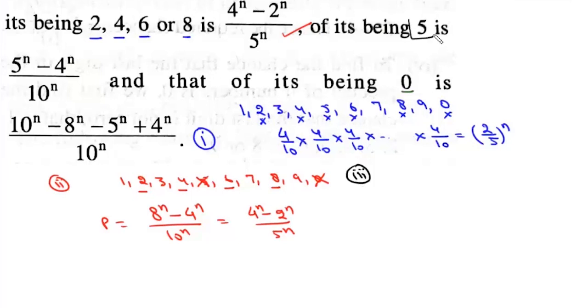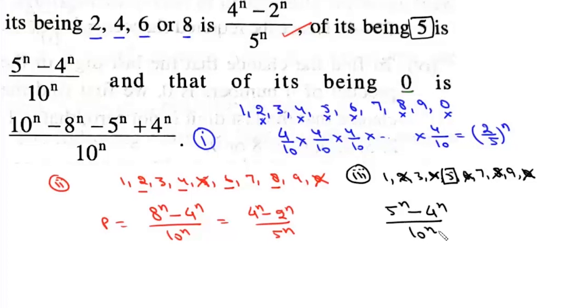Now in the third part it says the probability of its being 5. Now it will be 5 when out of these 10 digits, 1, 2, 3, 4, 5, 6, 7, 8, 9 and 0, it should not have 0. It should not have any of these even numbers, and it must contain at least one 5. So the total number that can be formed is 5 to the power n minus all those cases in which 5 is not included, 4 to the power n, divided by 10 to the power n, and that's our third probability. And finally we have this where it says the probability of its being 0.